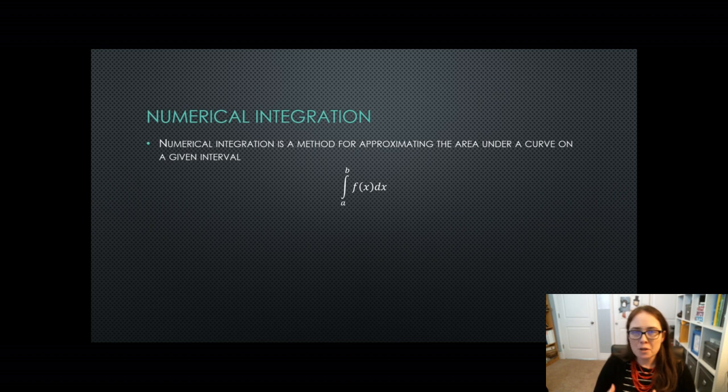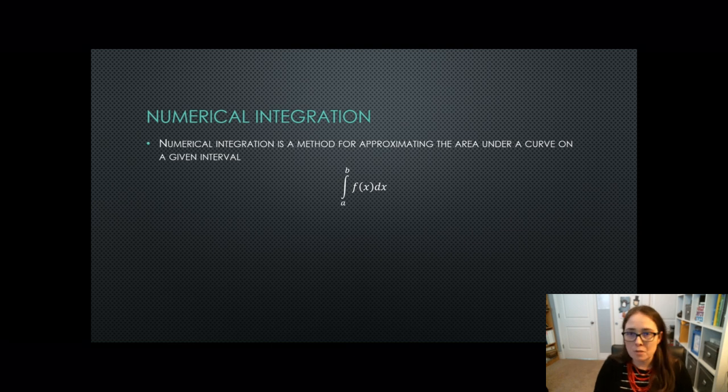So when you're doing numerical integration, this is really an approximation of the area under a curve. You're looking at a definite integral, so an integral with limits of integration on it. And so if I calculate this, I will get the area under a curve. Usually we use this when we don't know how to integrate.